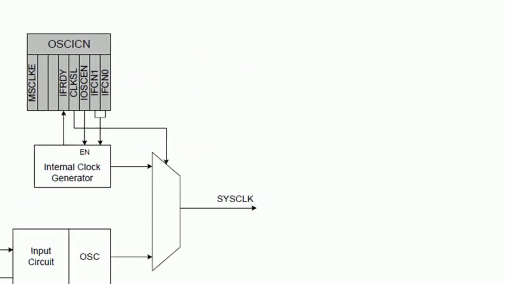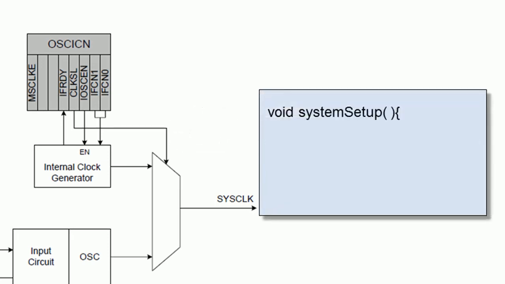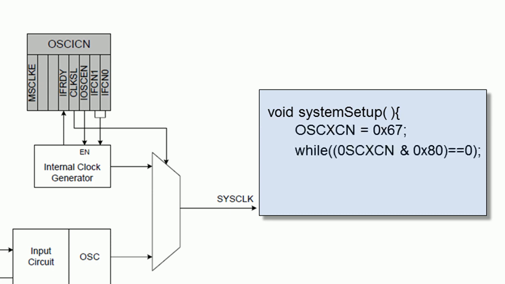This is how to write the setup program. The external oscillator is configured. This instruction monitors bit 7 of the external oscillator control register to check if the external oscillator is stable. Finally, set the clock select bit in the internal oscillator control register to 1 to select the external oscillator.